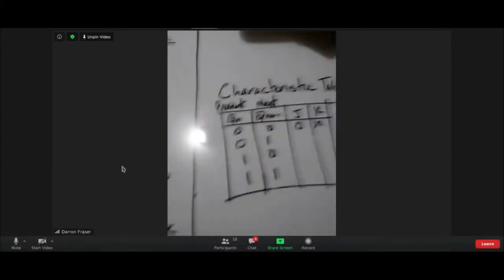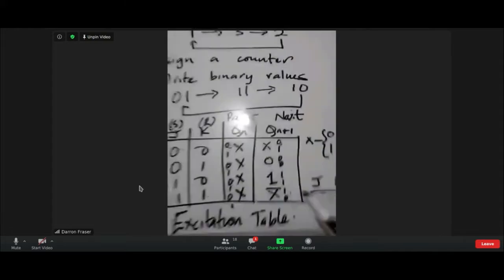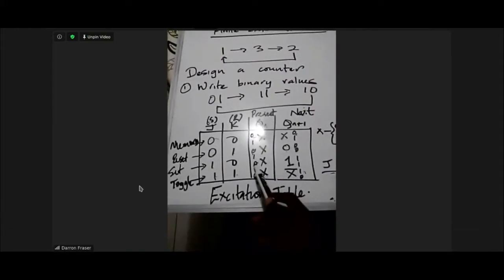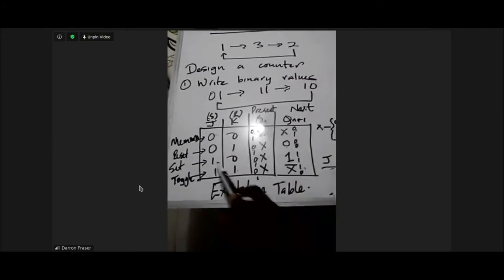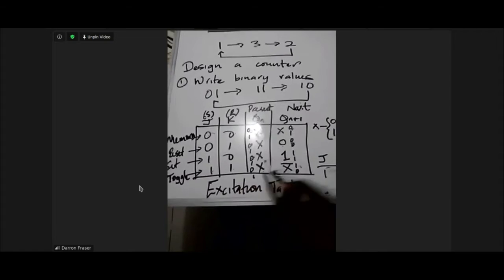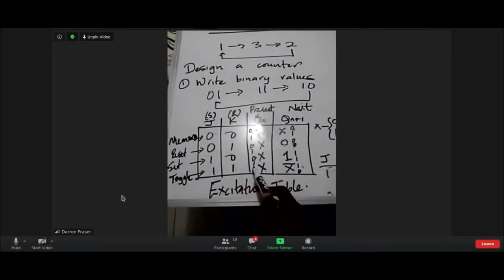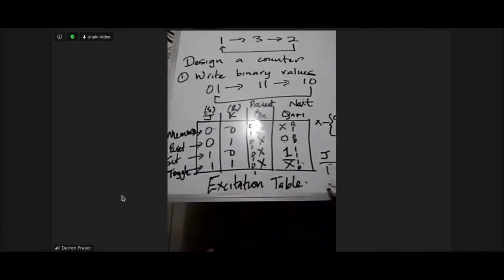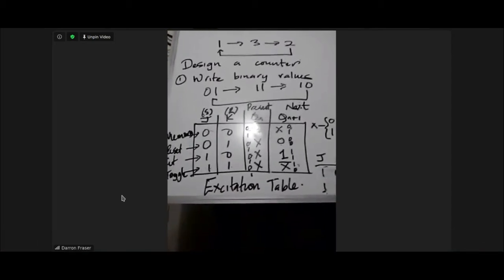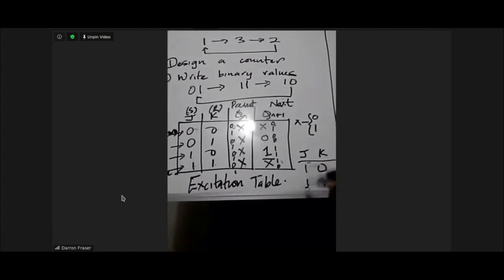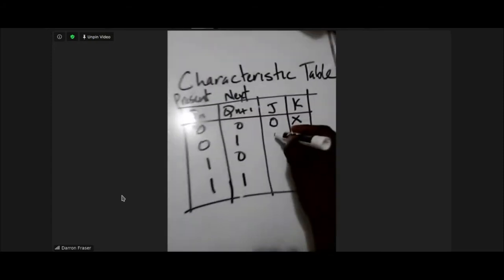J is 1, sir, and K is don't care. All right. So let's write only two situations. Presently at 0, next case is 1. So J is 1, K is 0. Presently at 0, next case is 1. The next one is 1, 1. And you are saying that in this particular case, J is 1. J has to be 1 and K is don't care. That is true.